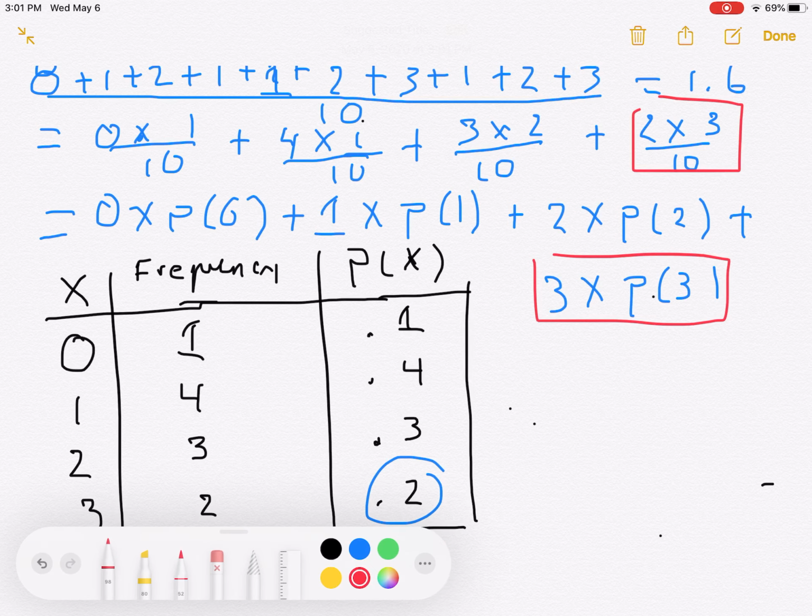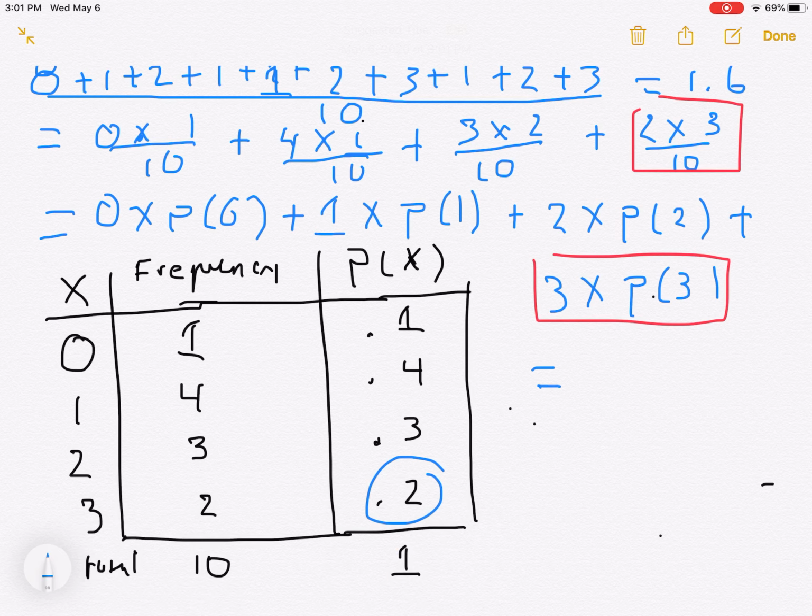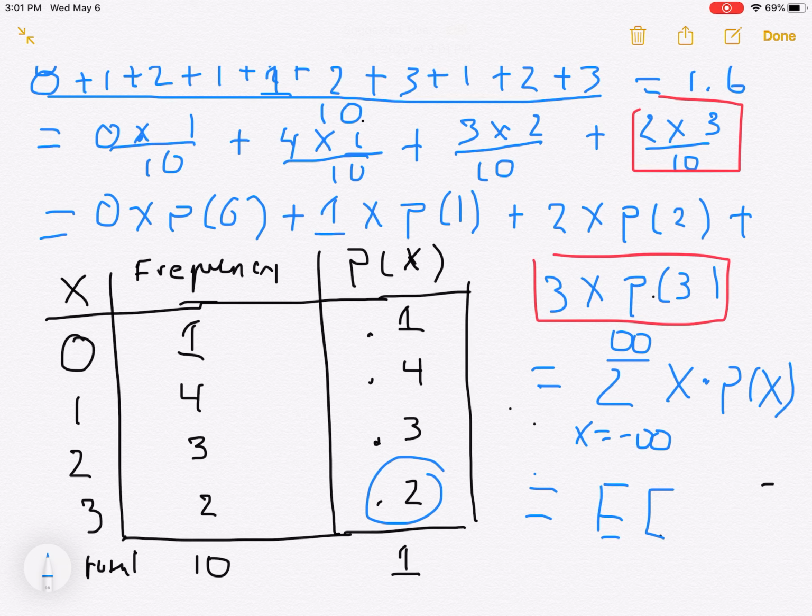So the average value is nothing more than this: the sum of x times p of x. And that will be the sum from minus infinity to infinity. Again, when x is not a value between 1 and 3, p of x is 0. This is often referred to as the expected value of x, that's E of x, and we calculated this to be 1.6.